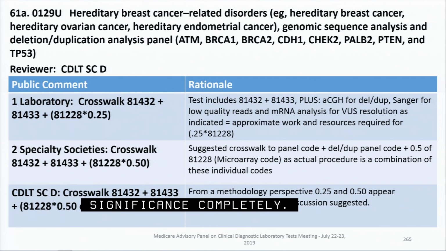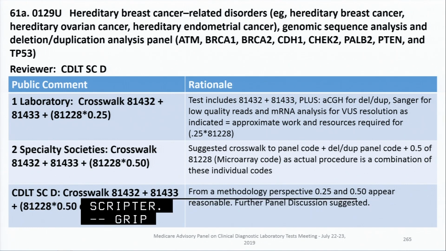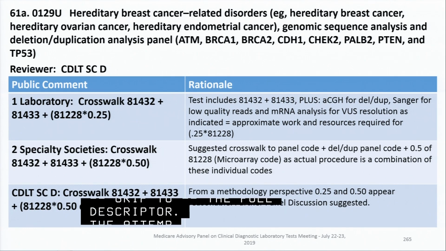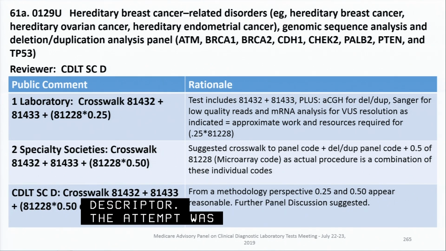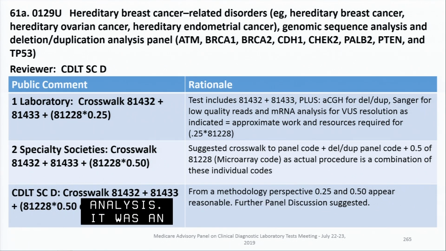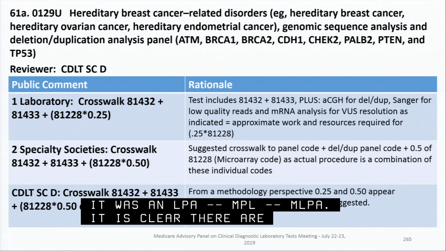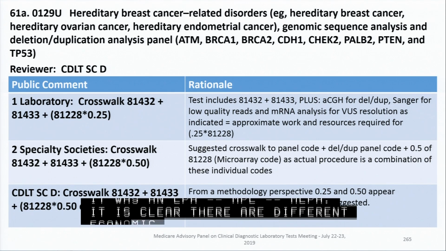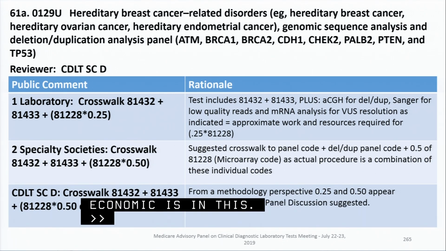The attempt of the descriptor was to be very clear that it was not just sequence analysis and deletion duplication. It was with array CGH, MLPA, and mRNA analysis as required, was the exact descriptor. So it was very clear that there are multiple methodologies included in this, differentiating it from the base crosswalk that Dr. Bosler just mentioned. What percentage of time do you do the RNA analysis? It's relatively small, in the 5% range, I believe. Okay, thank you.